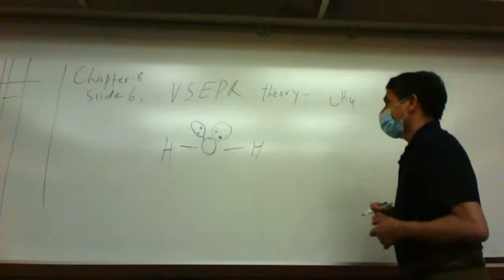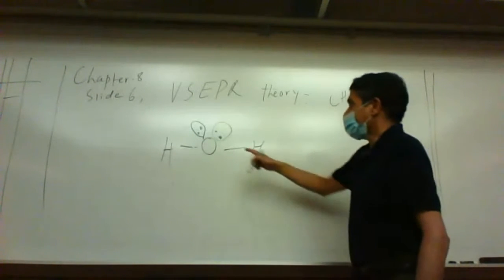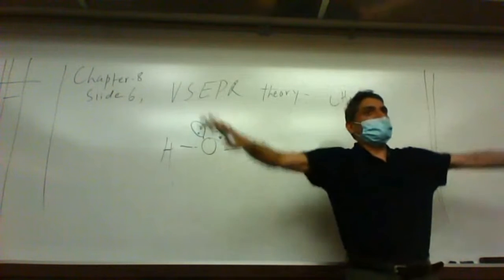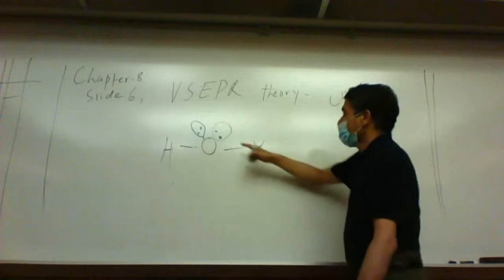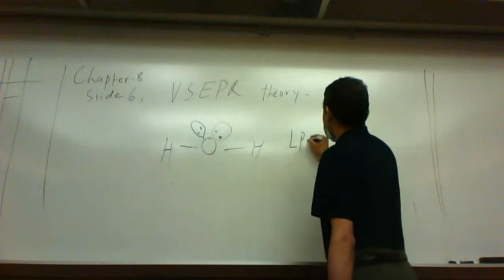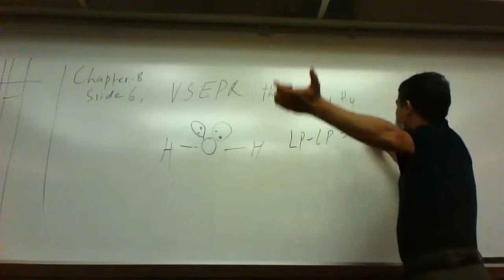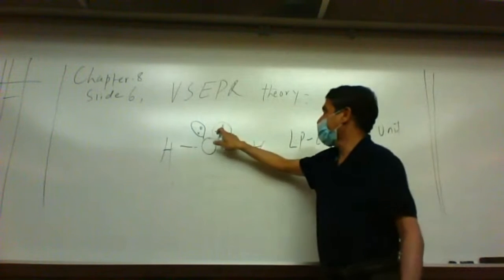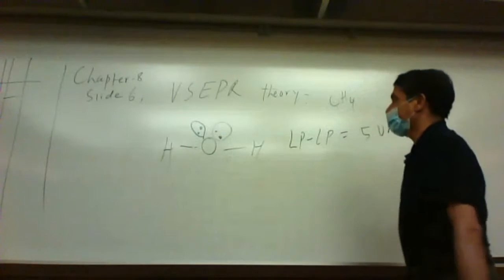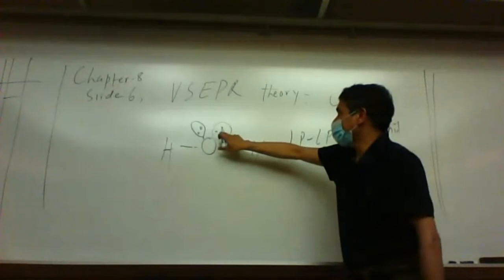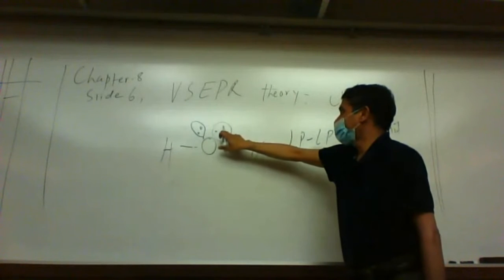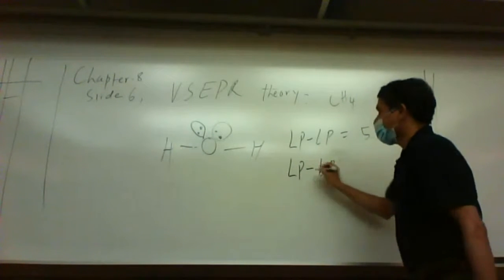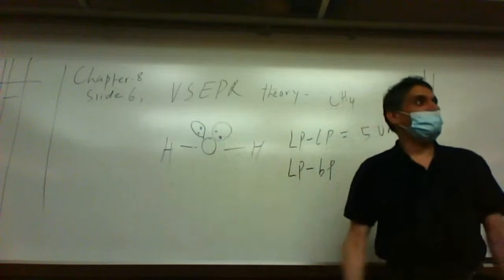So what is the maximum repulsion force here? This lone pair and this lone pair repel each other with a great force. Let's say lone pair and lone pair repel with, let's say, 5 unit force. I'm just giving that 5 unit force. So this guy and this guy are repelling each other with 5 unit force. Now this one is a lone pair and this is a bond pair. Lone pair and bond pair are also repelling each other.